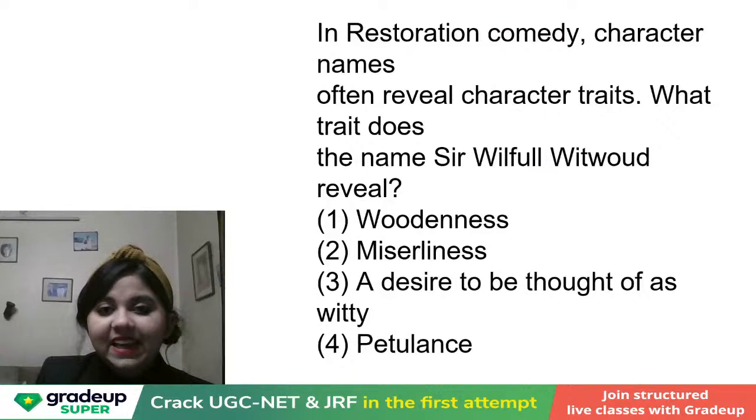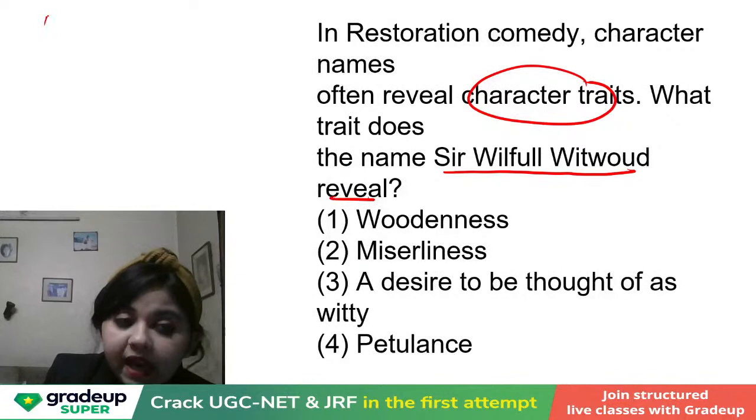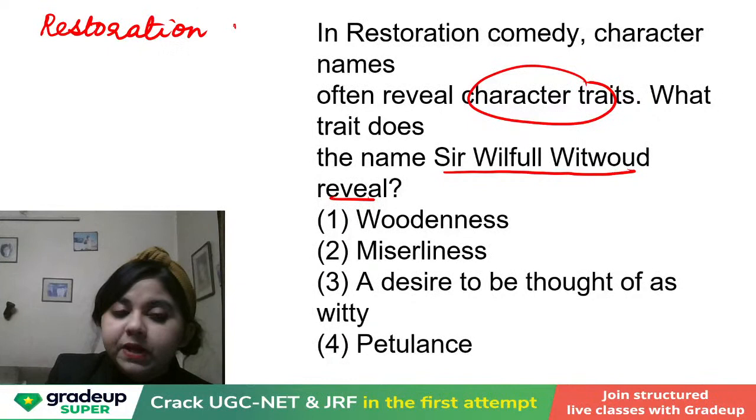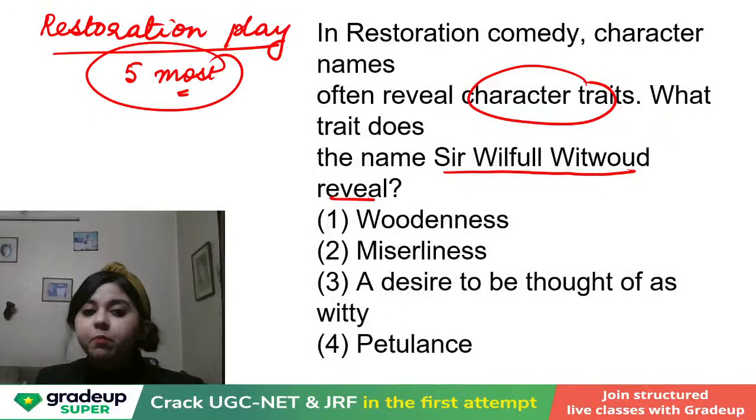In Restoration comedy, the character names often reveal the character traits, okay? What trait does the name Sir Wilful Witwoud reveal? We will be having a special workshop on Restoration plays, and we will cover the five most important playwrights there. And when you talk about Congreve, Congreve is certainly a very important writer. So that is where you see the character of Sir Wilful Witwoud. So what is the right answer?